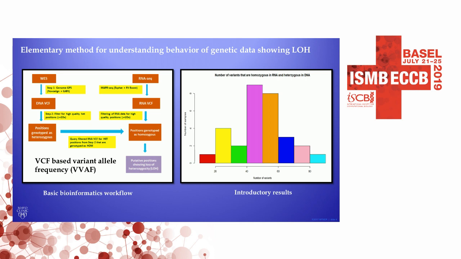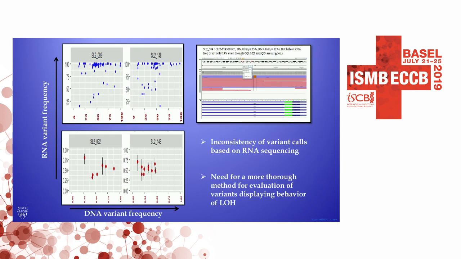On the right, the figure you see is we obtain basically 40 to 60 variants on average in every sample that actually show this behavior. But then we also noticed a problem that most of these mutations, even though they are genotyped as homozygous in the RNA, their frequencies show otherwise.